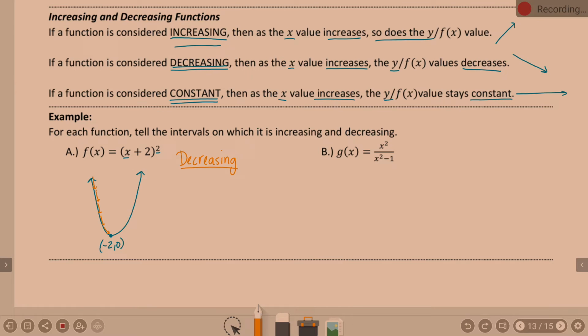Now, when we talk about, it says tell the interval or intervals on which it is increasing or decreasing, think in terms of x values. Okay, it's decreasing because my y values are getting smaller. But on what x intervals? So when did my graph start decreasing? Okay, so my graph is coming from infinitely left. Yes, it's coming from infinitely up, but we're talking x values, so it's coming from infinitely left. So it starts decreasing at negative infinity. When does it stop decreasing?